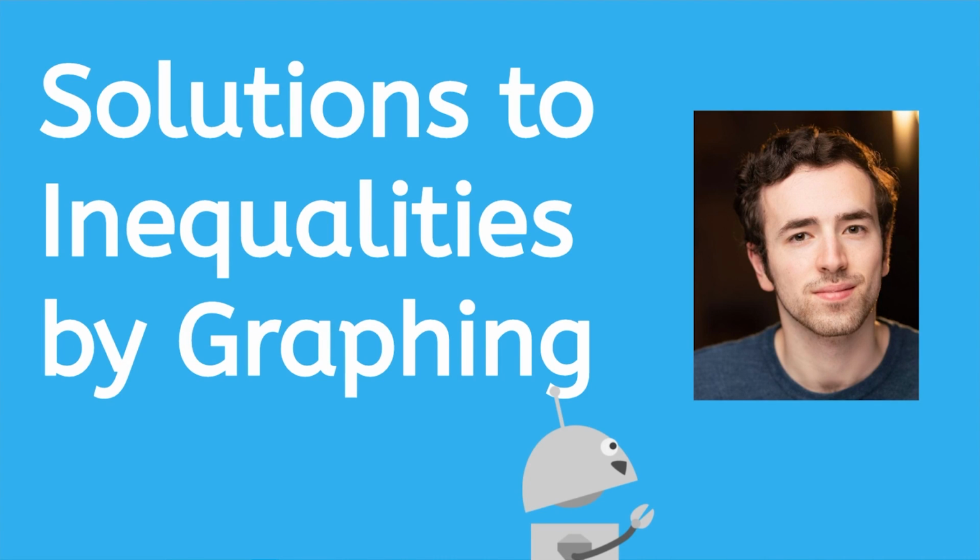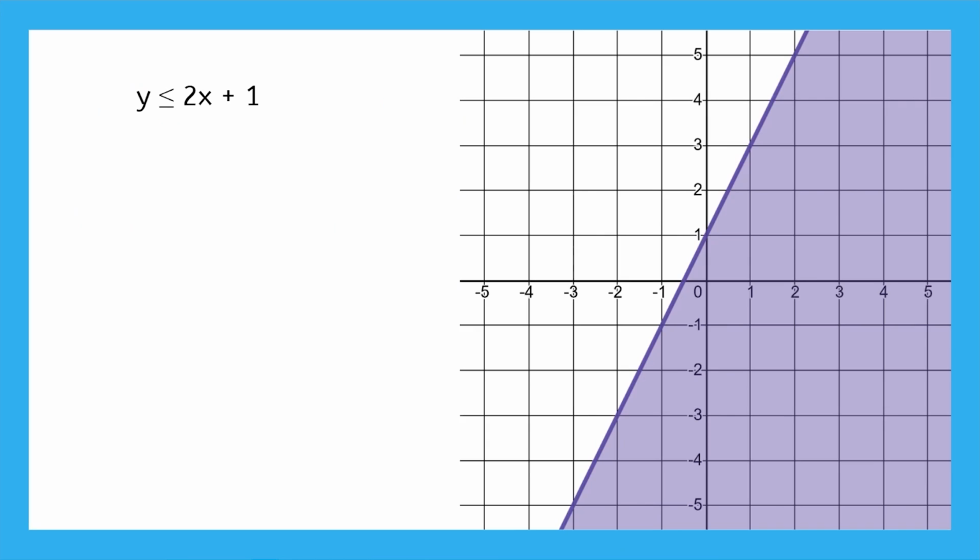Previously, we learned how to graph inequalities. And in this video, we're going to use those graphs to easily tell what is and isn't a solution. Here's one of the inequalities that we graphed in the last video. So now for the big question. Is negative 3, 2 a solution?